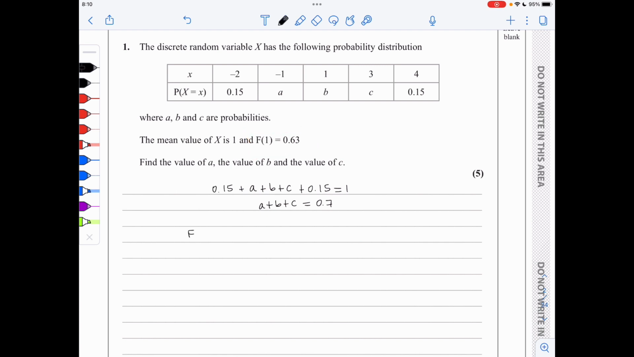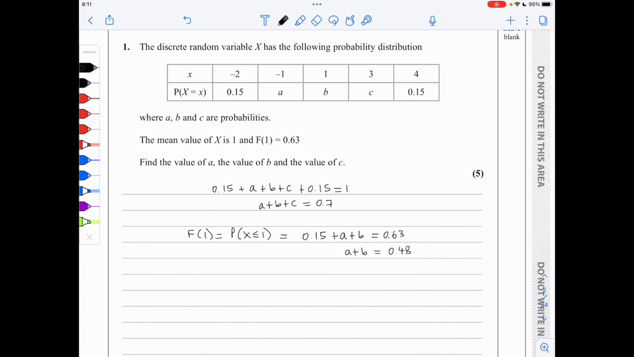Now capital F of 1 is the probability of x less than or equal to 1. So if x is less than or equal to 1, then 0.15 plus a plus b is 0.63. So 0.15 plus a plus b is 0.63, and we have that a plus b is 0.48.